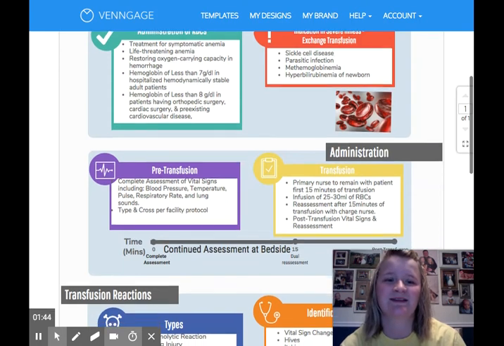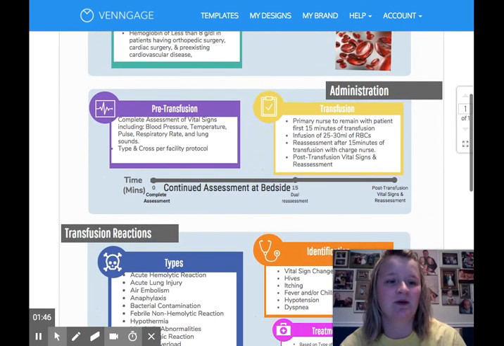Pre-transfusion necessities include assessing vital signs, including blood pressure, temperature, pulse, respiratory rate, and lung sounds. The patient will also receive a type and cross-match per facility protocol. For example, at our hospital, we do them every 3 days as needed.